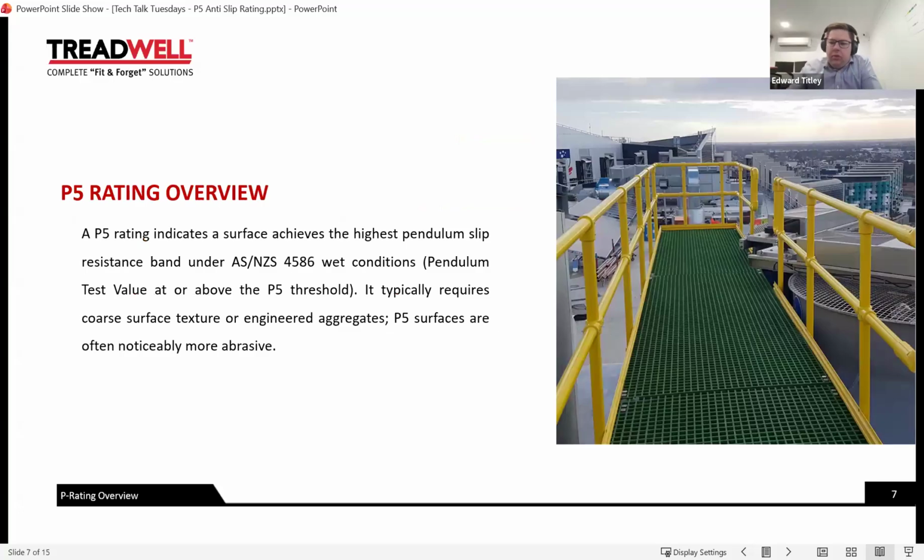Now, just before we move on, then, all our products here at Treadwell achieve a P5 rating to AS4586. It's important to note that a surface that achieves a P5 rating obviously has to be reasonably, shall I call it, aggressive. So something to think about, a nice smooth surface might be aesthetically pleasing and so on, but it's not going to perform well in a slip test.